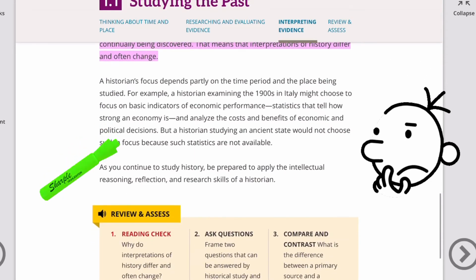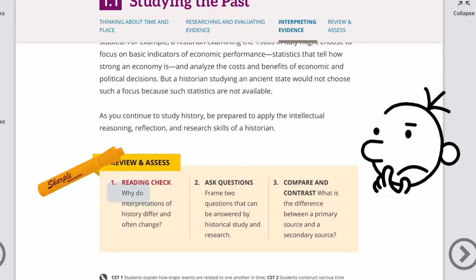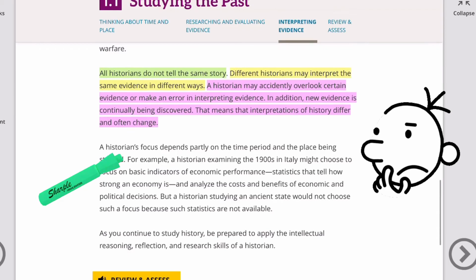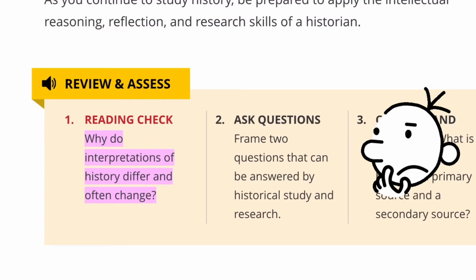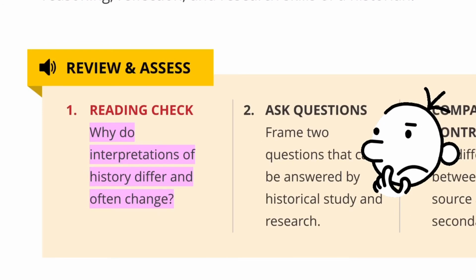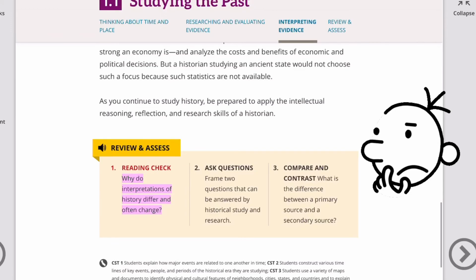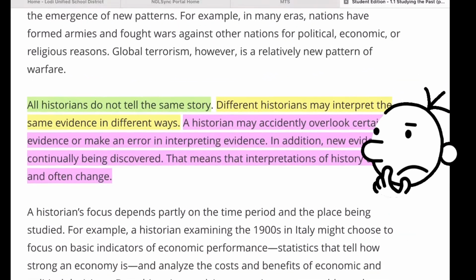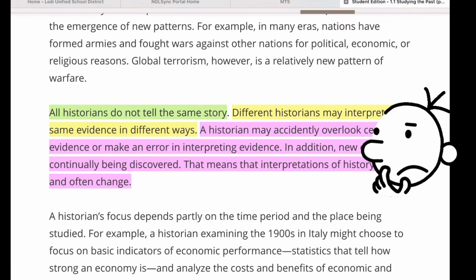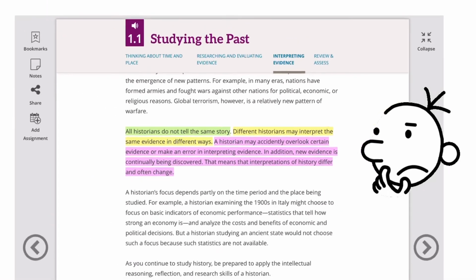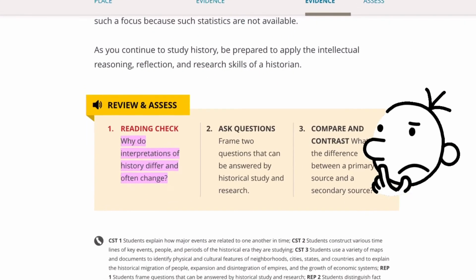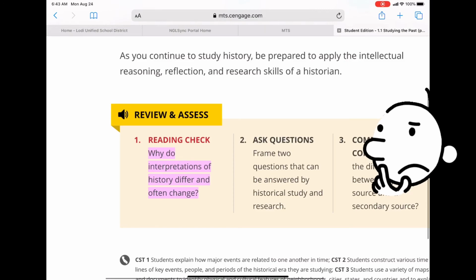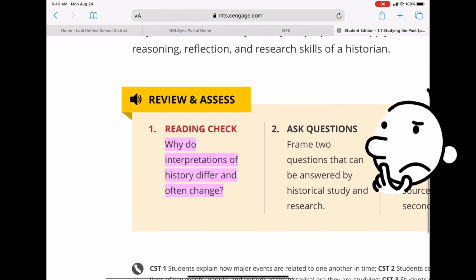For one last time, let me repeat the question. Why do interpretations of history differ and often change? Well, it's because of the historians. Historians may accidentally overlook some facts or information, and sometimes it's because of their bias. They just want to emphasize certain information. And of course, there is new evidence being discovered as we move on in time, especially as we advance in technology and the different resources that we use to understand the past.